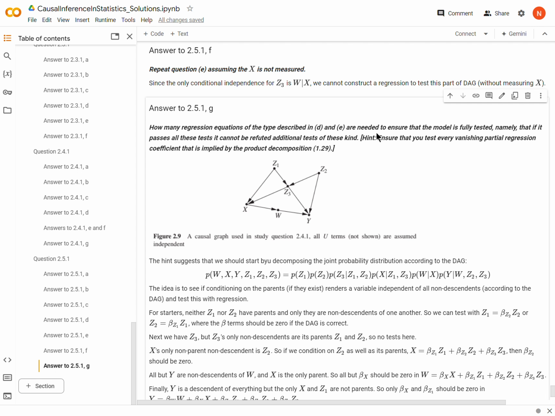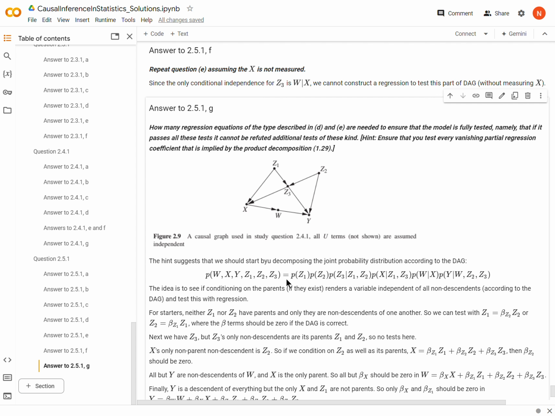Now, it suggests that we use the product decomposition, and admittedly, that's not the way that I would start this, but let's start that way and build out from there. So let's first decompose this DAG. We have the joint distribution of all variables being decomposed as such.